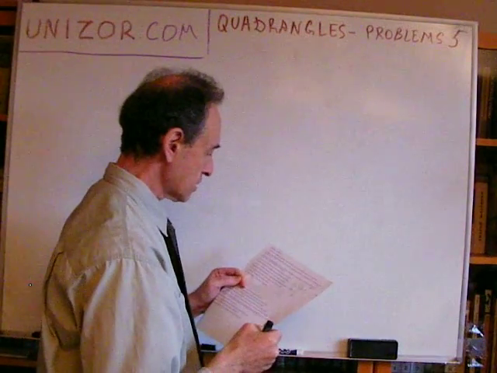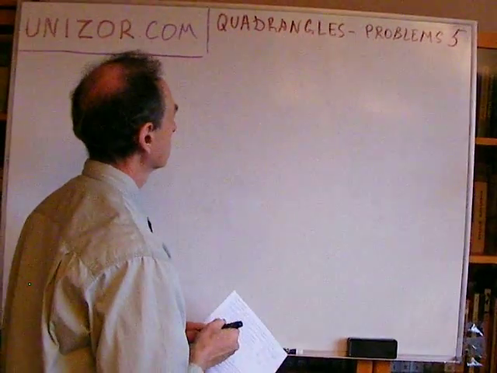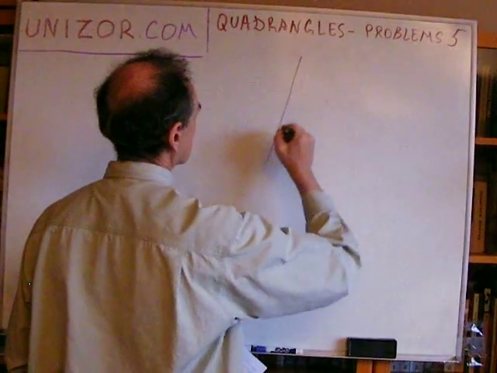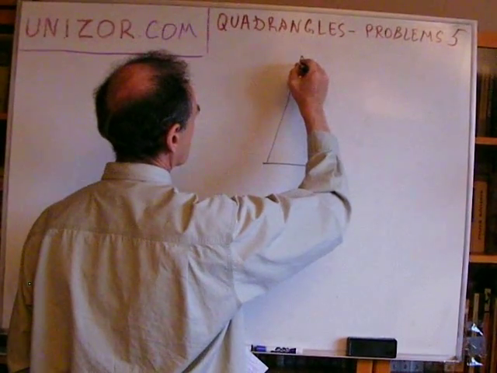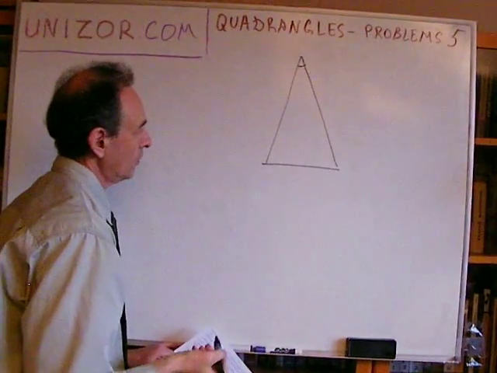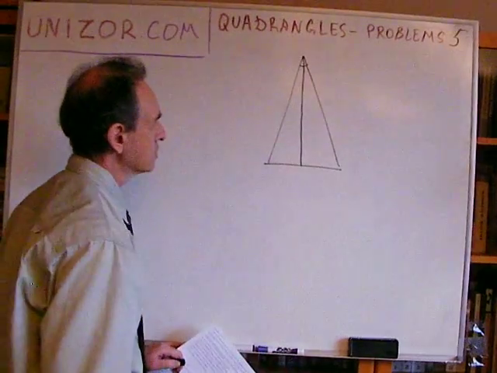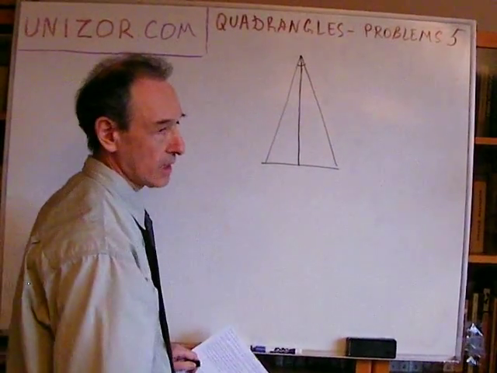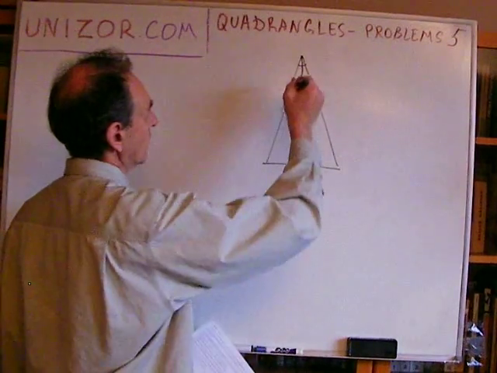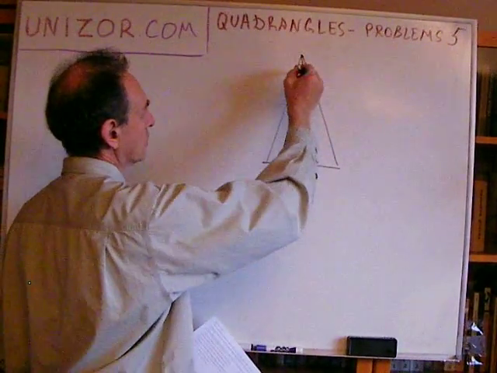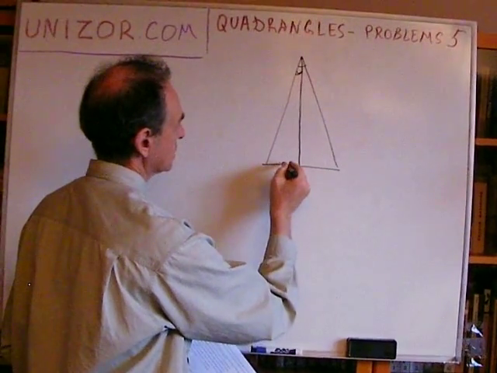Construct an isosceles triangle by a base and an angle opposite to it. Isosceles triangle by base and angle at the top. Well, let's think about it this way. You can always draw a median and bisector and altitude in this particular isosceles triangle. Now, if we know the angle at the top, we know its half. And if we know this segment, we know its half.